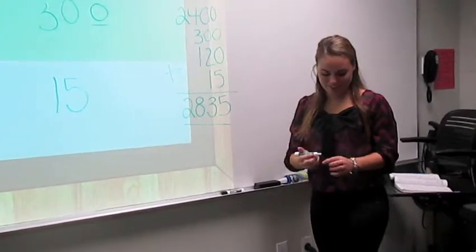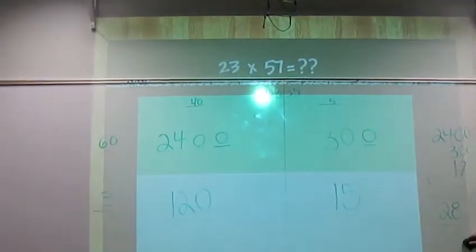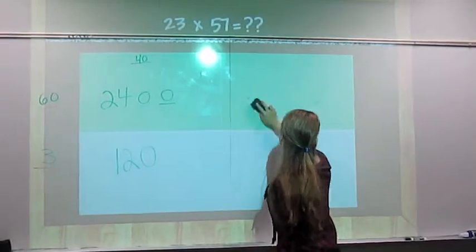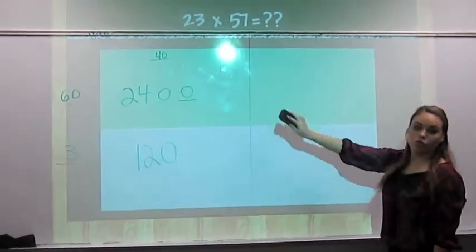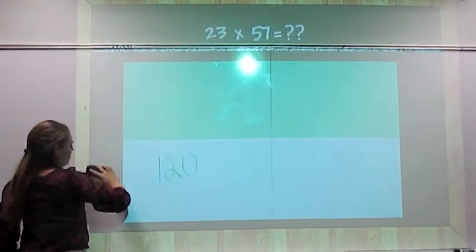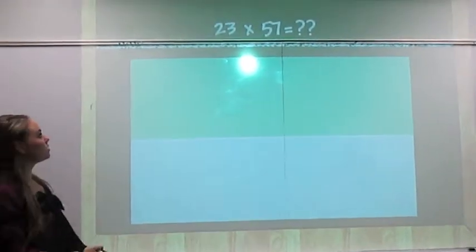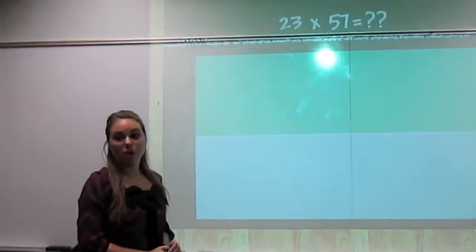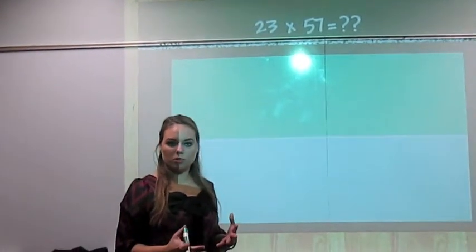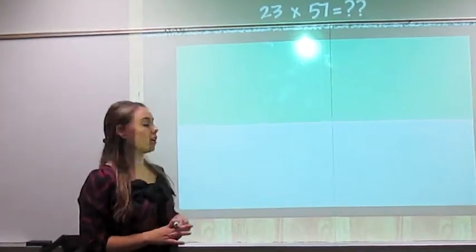Great, let's try one more together. Our next problem, you can see right up top there as I'm erasing this, it is 23 times 57. All right, so our first step is to break that down into our benchmark numbers. The reason, again, that we're breaking these down is because it's a little bit easier to multiply. Whether it's for your student, whether it's for your friend, it's easier for them to multiply those benchmark numbers.